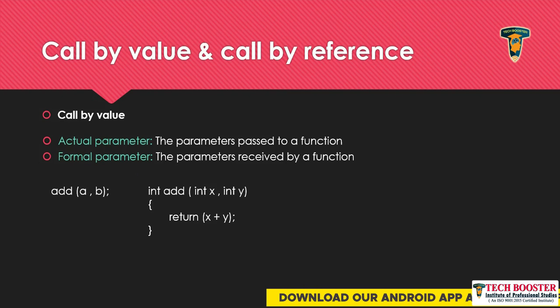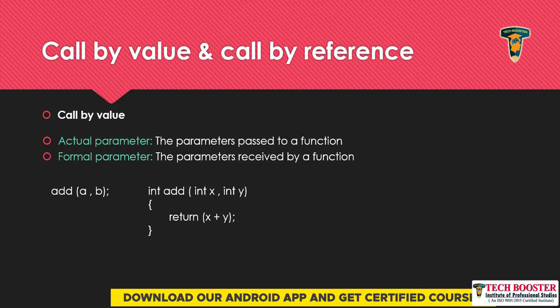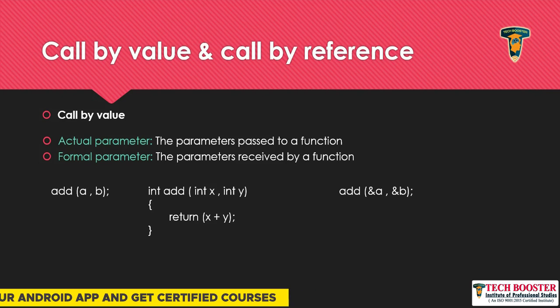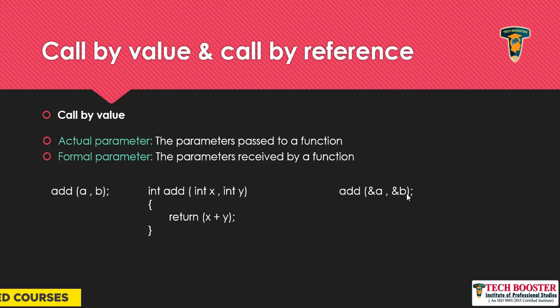Now we need to understand what is call by reference. Call by reference basically means here we are calling our function by its address instead of its value. So again I'll consider the same example, the add function, and here in this case instead of considering a and b, I'm considering the address of a and address of b. So this is my call by reference.